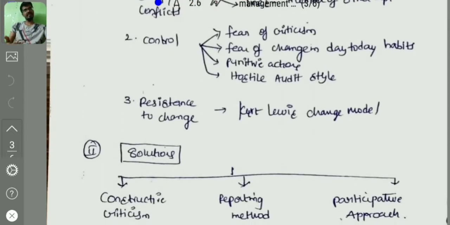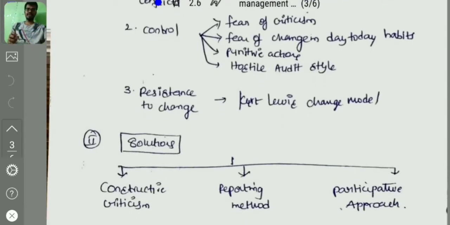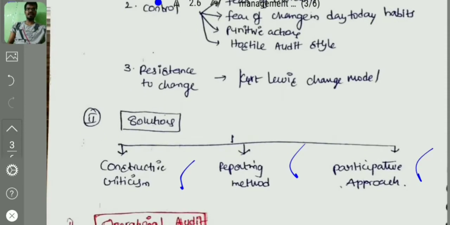And the solutions, what should the management auditor do? He should go for constructive criticism, and the reporting method should be friendly. The reporting method should not be harsh towards the management or the employees or managers. Participative approach: the employees or managers should be involved in the decision making, involved in drafting the report, and involved in giving suggestions. Those 3 points help as solutions for the behavioral aspects of management audit.